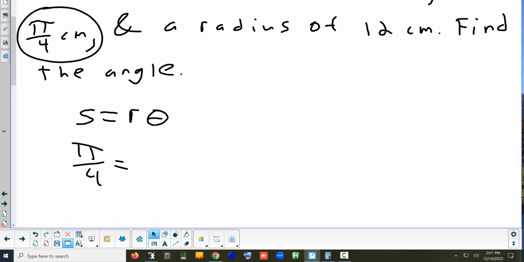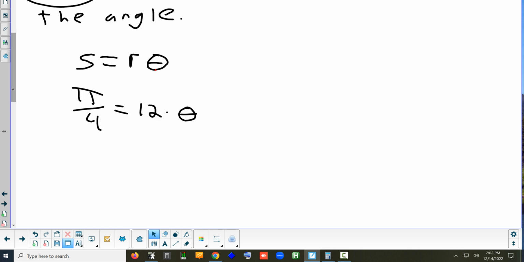Well, think, what is the 12? It's my what in this problem? So it says we have a what of 12? Angle or radius? We have a radius of 12. And what letter is represented by radius in that formula? R. So the 12 is going to go in for the R. And the directions are to find the angle, so we're going to leave that as theta. So there's our formula.